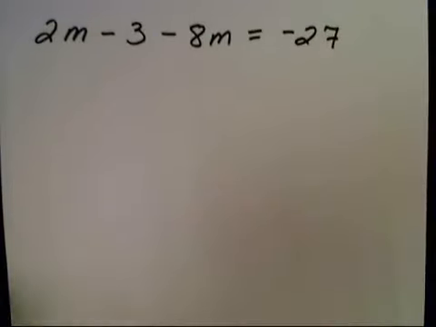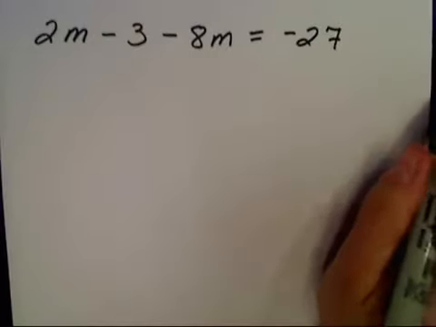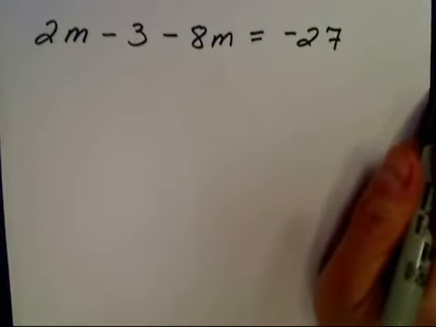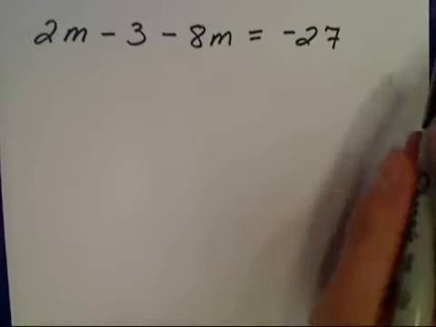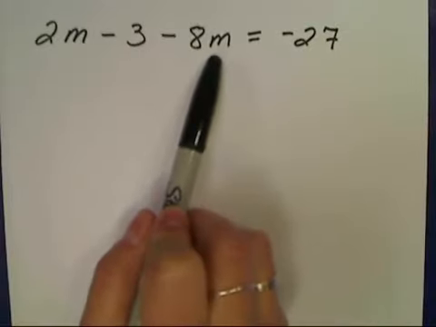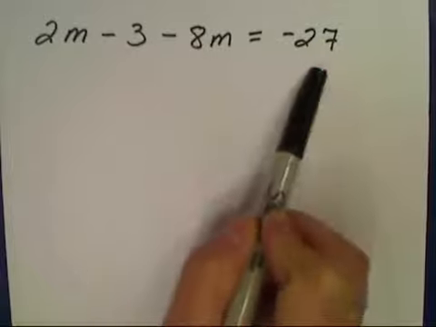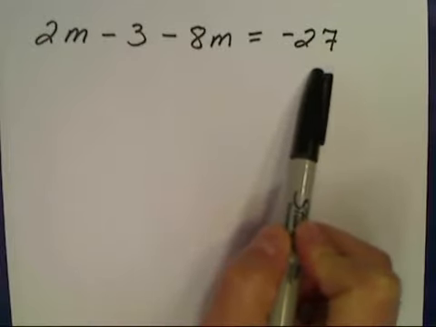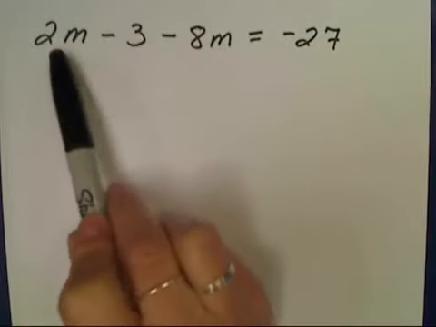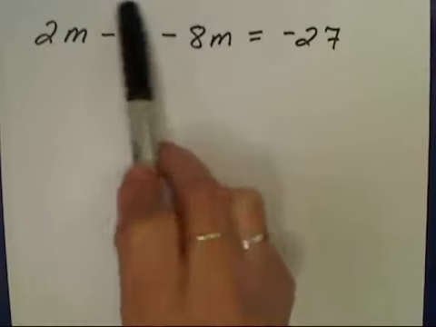Now we need to identify what's different on this problem than our other problems so that we know what we might have to do to simplify it. What I notice on this problem is I have two terms with the variable m in it. I have a total of 1, 2, 3, 4 terms in this problem, but two of the terms are like terms on the same side of the equal sign.